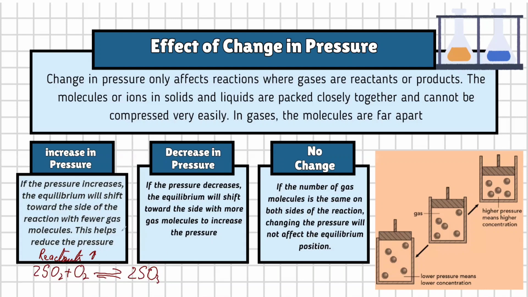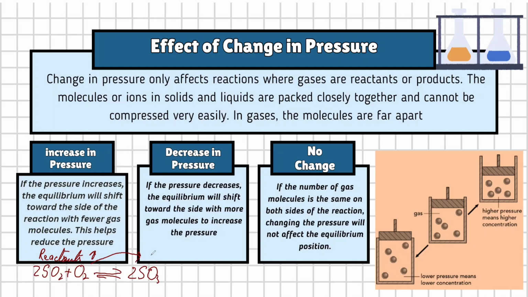Now if you increase the pressure, equilibrium will shift toward that side in which the number of moles is lesser. So you can see over here which of the reactants and the products has the lesser number of moles. So obviously equilibrium will shift toward the product side. It means equilibrium will shift toward the forward direction.